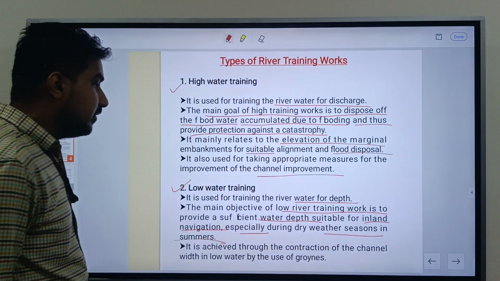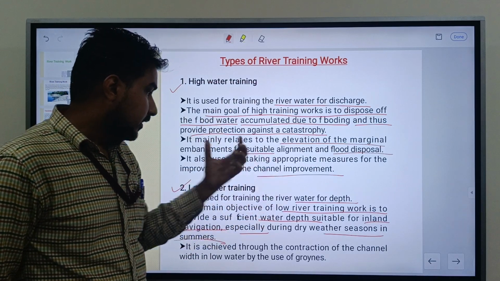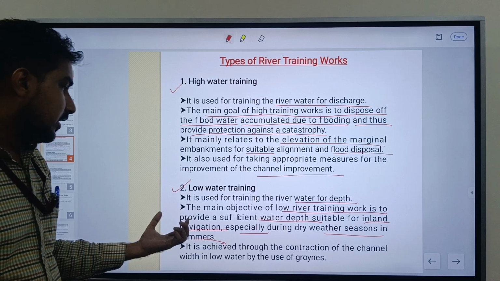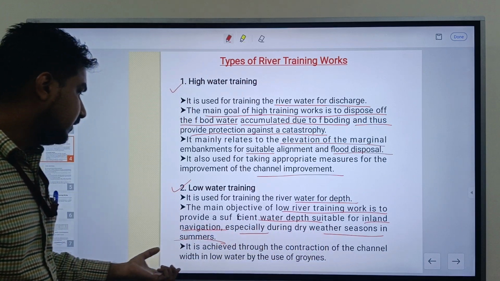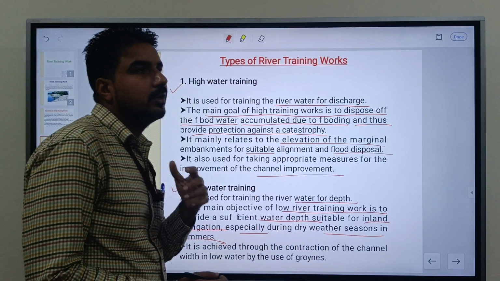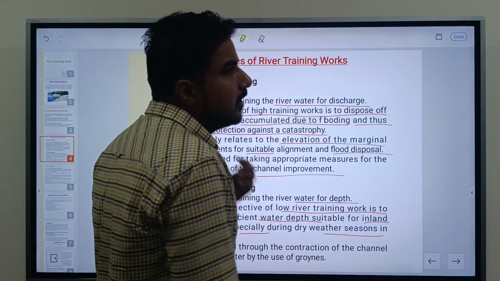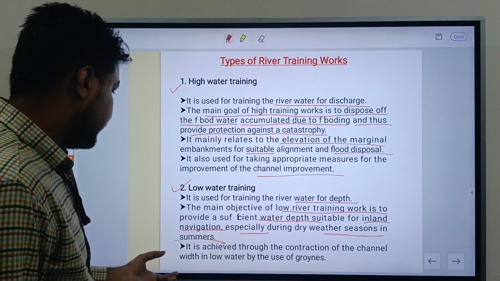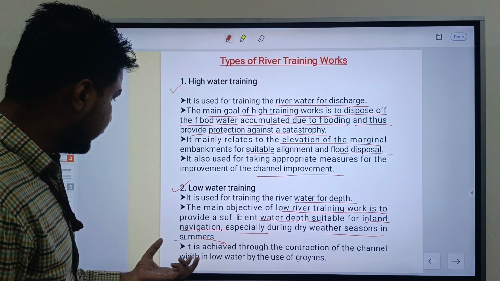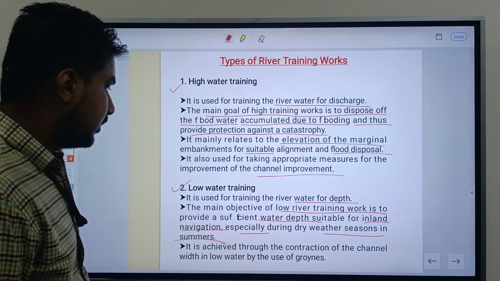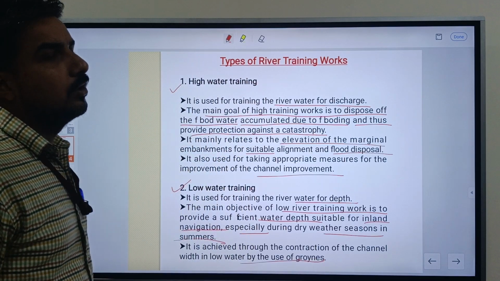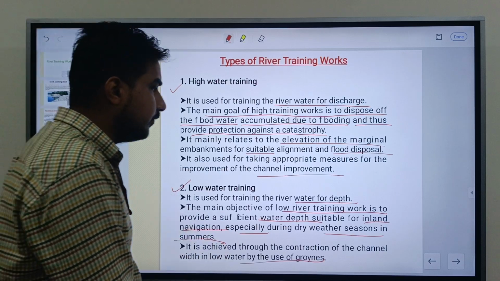in the summer. In this we will focus on the depth of water, which is usually used for navigation purposes, especially in the summer season. That is, whether the amount of water for navigation is available in that particular channel or not. So it is very helpful for that purpose. It is achieved through the contraction of channel width and low water by the groins. So in this we will also use groins to fulfill that requirement.